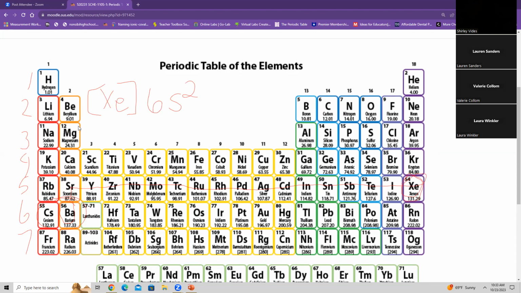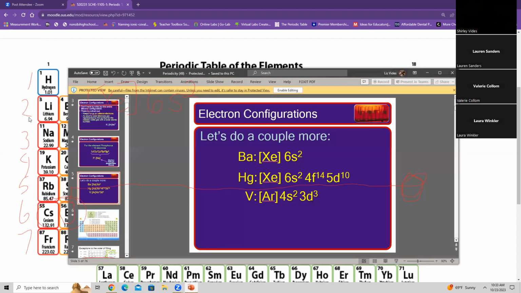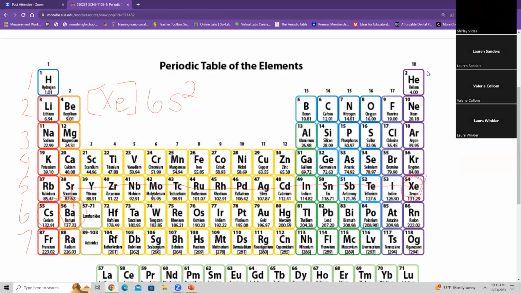Do this. Yeah, it is mercury and then vanadium. Okay, so let's go back. Sometimes this thing annoys me. Okay, barium. Okay, so then we got mercury. All right, mercury, we located. It's right here.